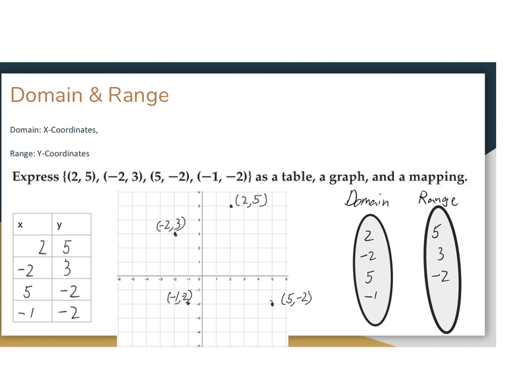So now let's map them. So for 2, it goes towards 5. For -2, it goes to 3. 5 goes to -2. And -1 also goes to -2. So we can see by representing the data this way, very quickly with the mapping, that there are 2 domain elements that correspond with -2 in the range section.